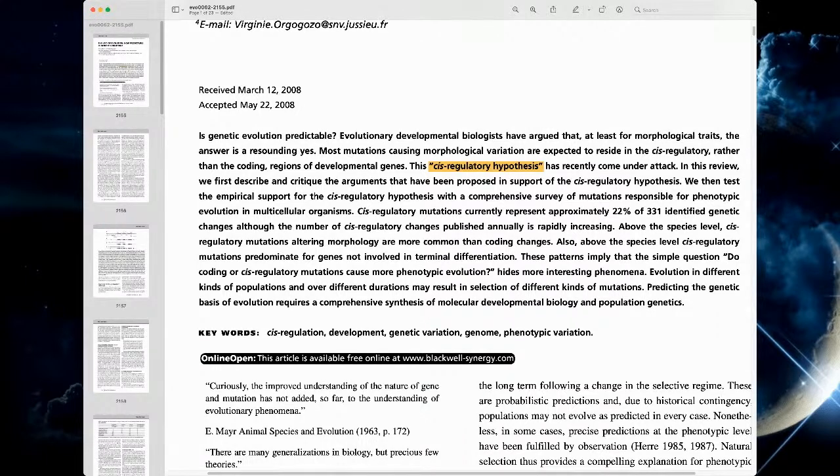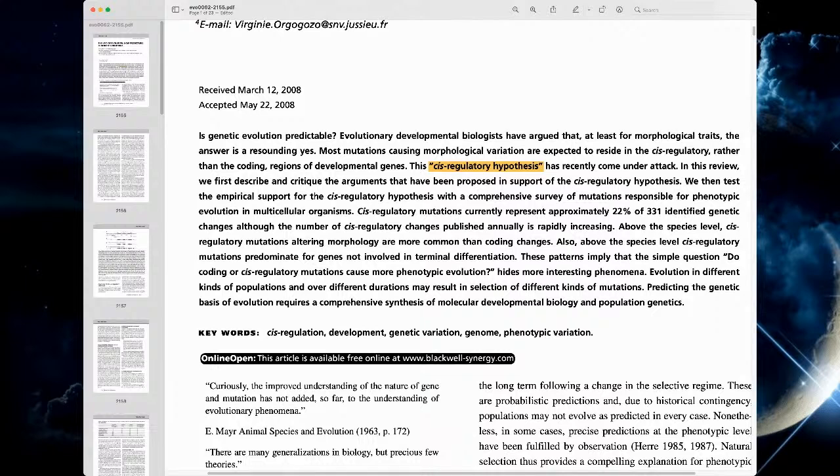in multicellular organisms. Cis-regulatory mutations currently represent approximately 22% of 331 identified genetic changes, although the number of cis-regulatory changes published annually is rapidly increasing. Above the species level, cis-regulatory mutations altering morphology are more common than coding changes. Also above the species level, cis-regulatory mutations predominate for genes not involved in terminal differentiation.